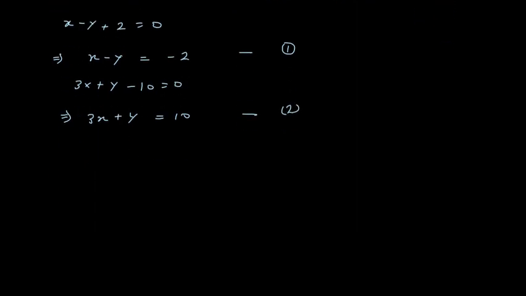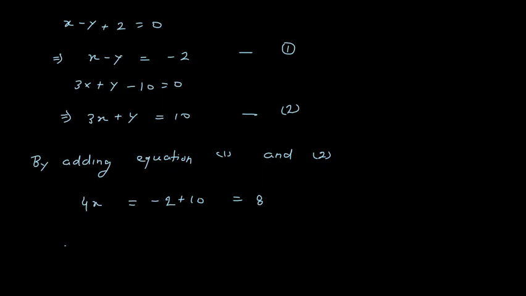Okay. Now what we do here, we add these two equations. So by adding equation 1 and 2, when I add these two equations, what I will get? x plus 3x will become 4x and minus y plus y will become 0. So 4x is equal to minus 2 plus 10, which will give me 8. Therefore the value of x is 8 divided by 4, which is 2.